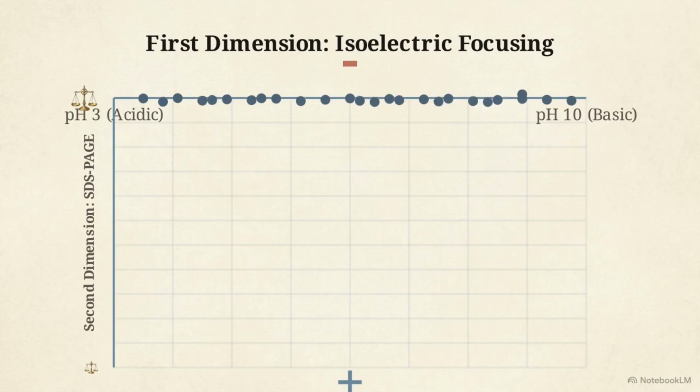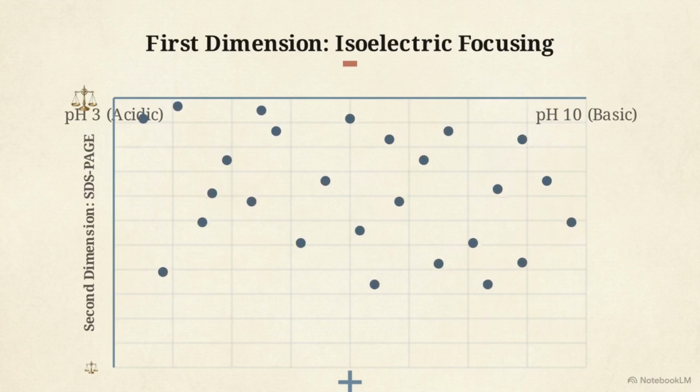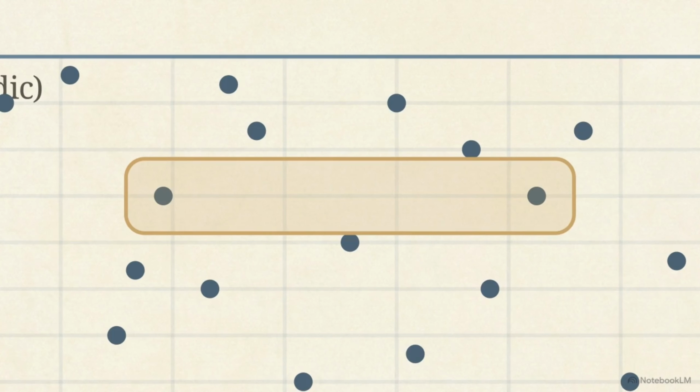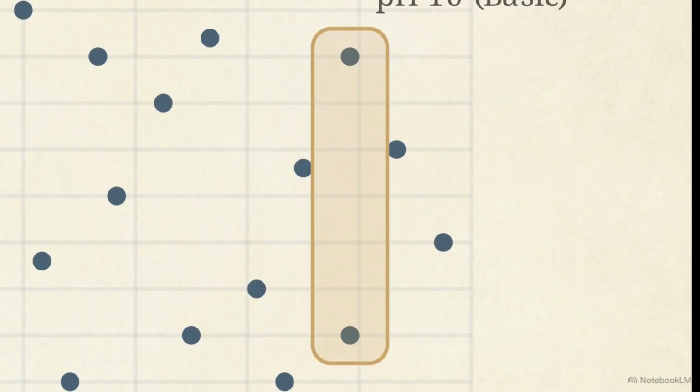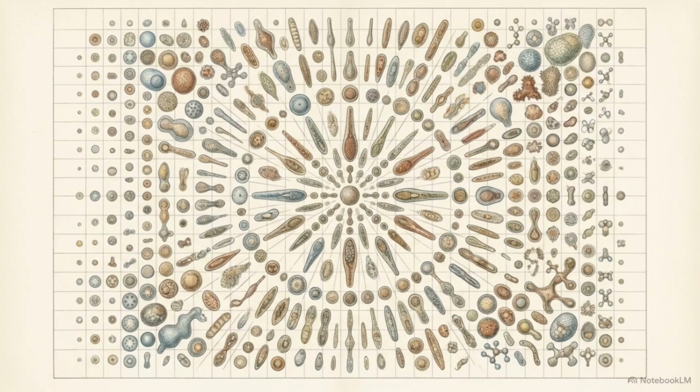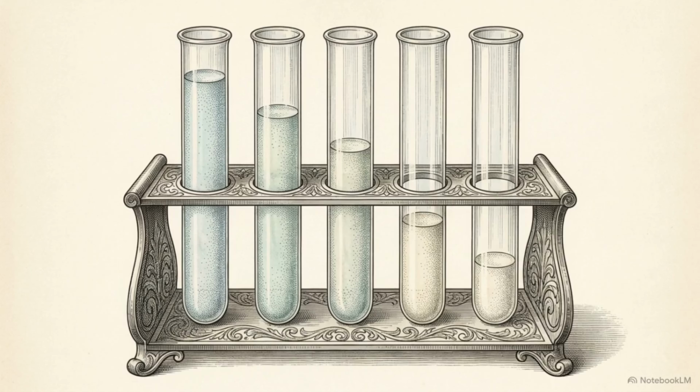The second dimension forms the y-axis. SDS is applied, and the focused proteins are pulled vertically, sorting them by mass. This sequential technique resolves thousands of molecules. It separates proteins that share an identical mass but have different charges, or those with similar charges but different weights. By charting both intrinsic variables simultaneously, the chaotic blur of the crude extract is transformed into a legible map of biology.